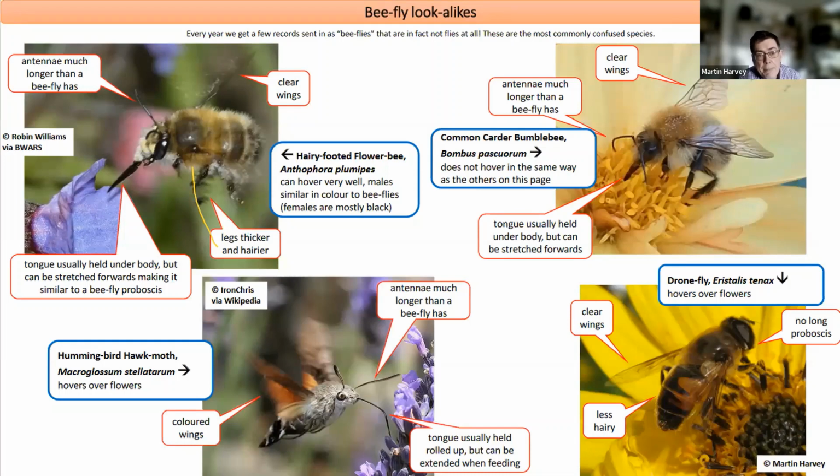It also has a habit of extending its tongue out. It's not as long as a bee fly's proboscis, but it does get it sticking well forwards, which also makes it look a bit like a bee fly. But it has much longer antennae than a bee fly, and its wings are clear and do not have the dark edge or the dots of the 2 bee fly species. So if you're at all unsure about identification, it's well worth having a look at the ID guide and getting some tips from that.